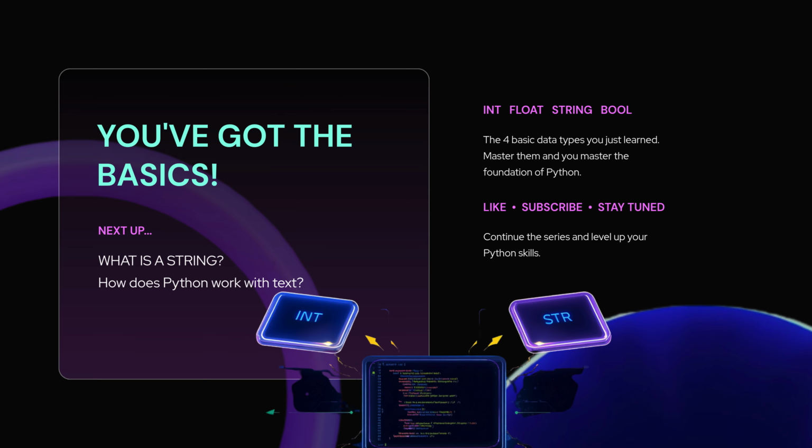Now you know the four basic data types. But there's one type we use all the time when programming. Strings. So in the next video, we are going to understand exactly what a string is, how Python works with text, and how we can work with it.